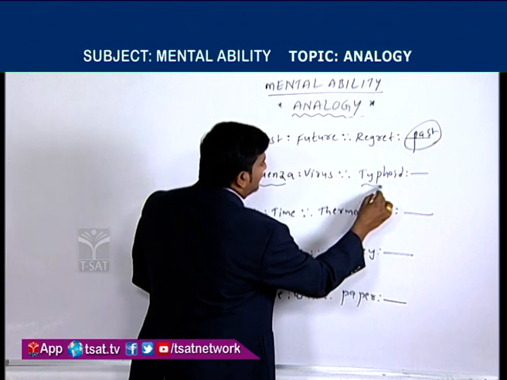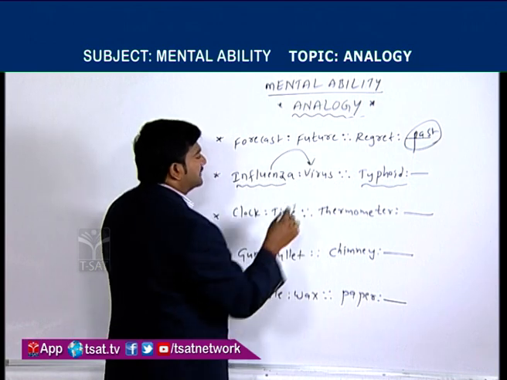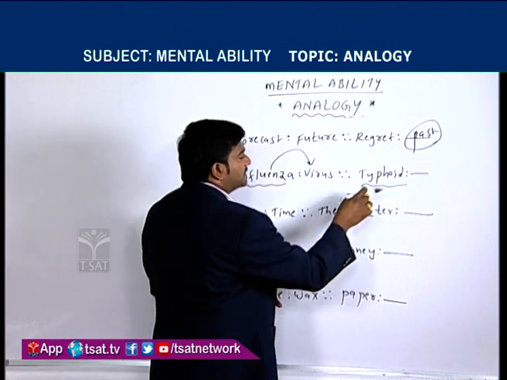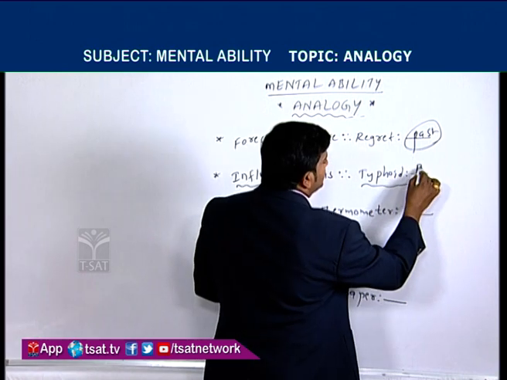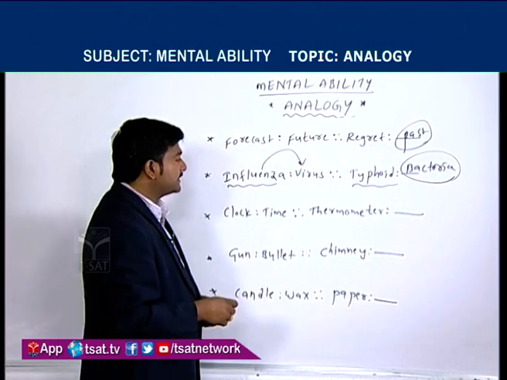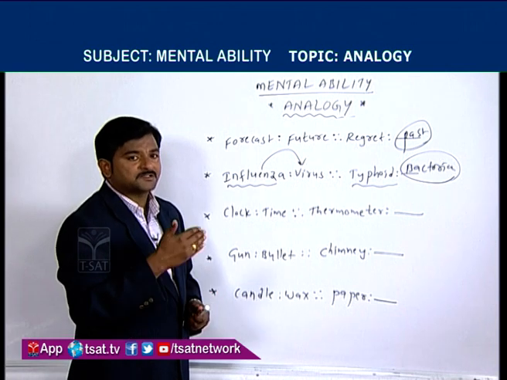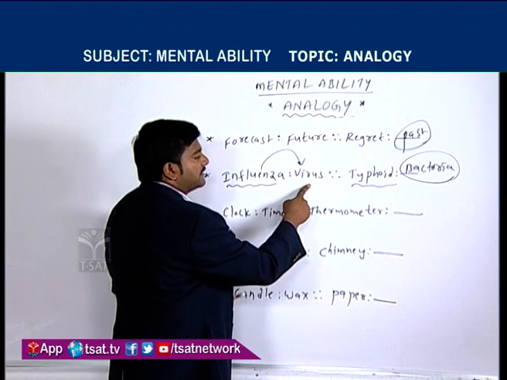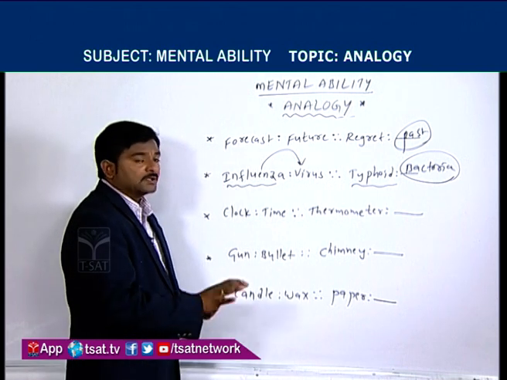Influenza is a disease, typhoid is also a disease. What does it mean? Influenza disease is caused by a virus. Similarly, typhoid is caused by bacteria, we can say. I hope you understood. So the relation involved in this is, first one is caused by second one. Influenza disease is caused by virus. Similarly, typhoid disease is caused by bacteria. That is the concept involved in that.